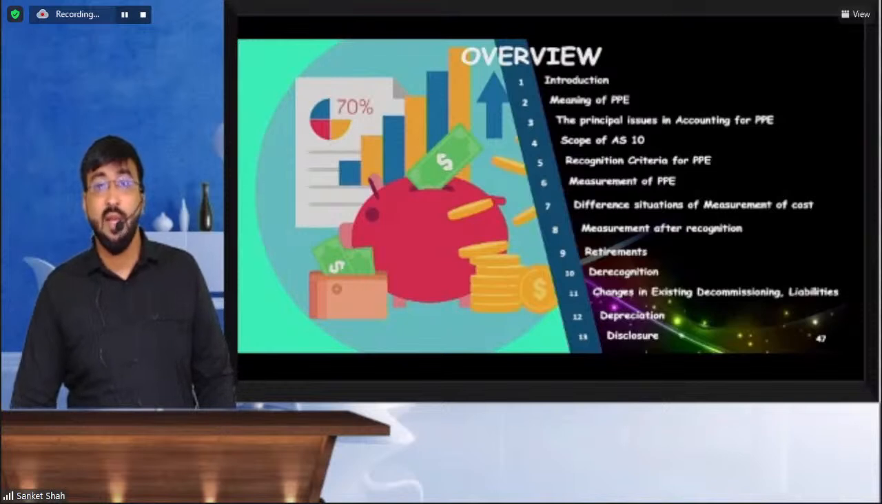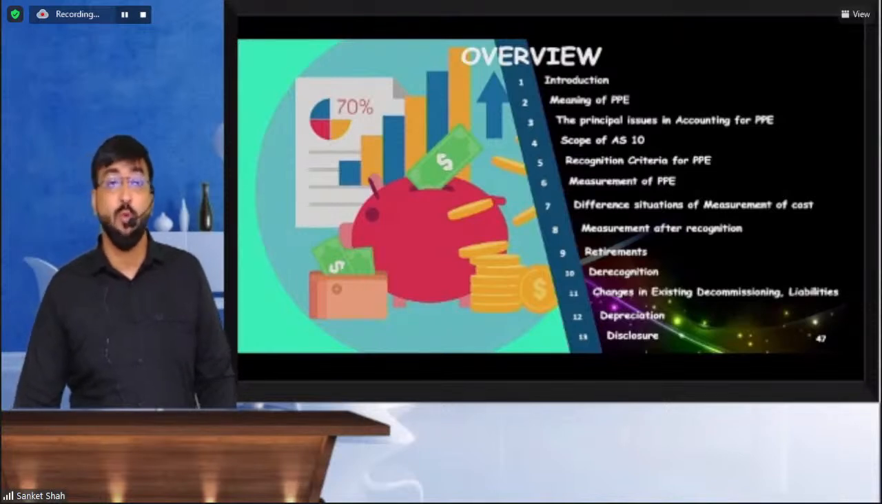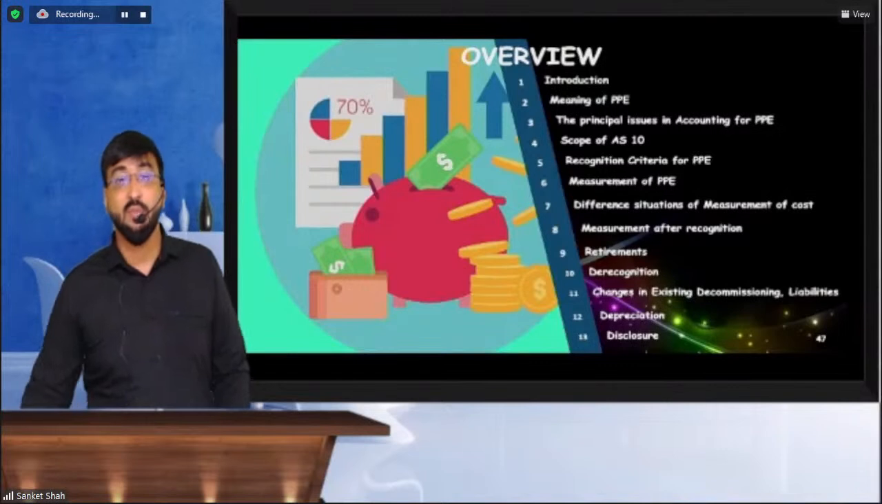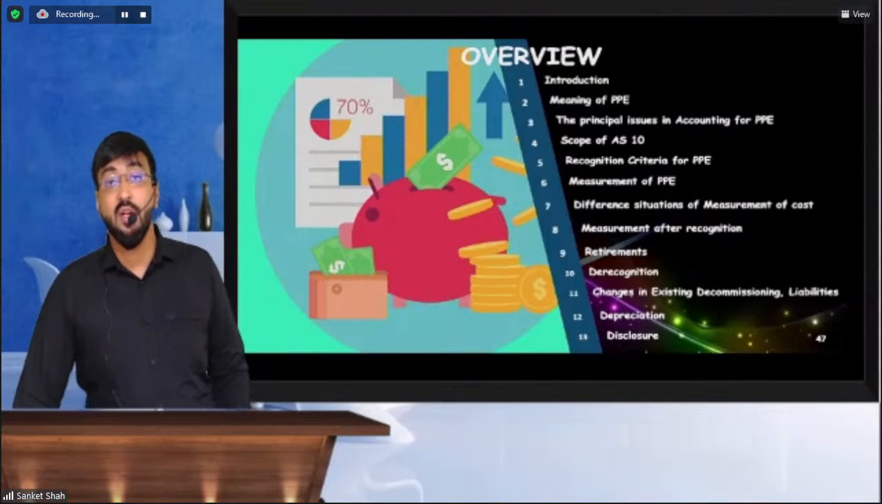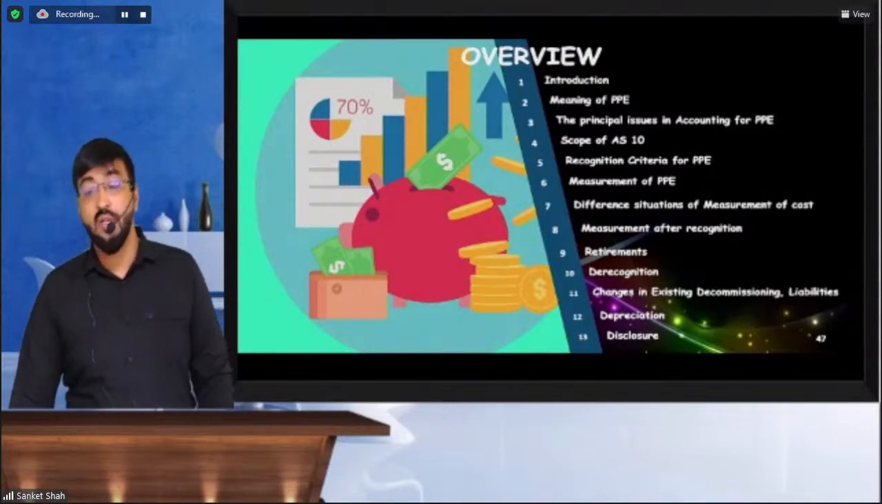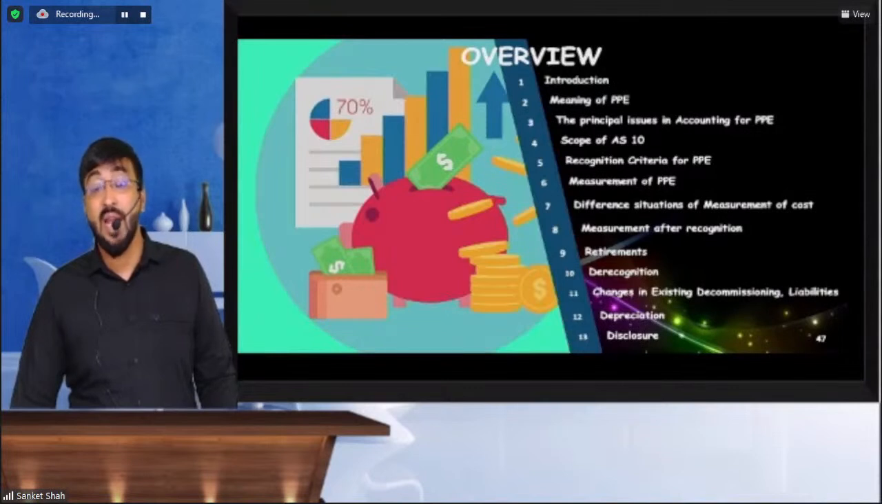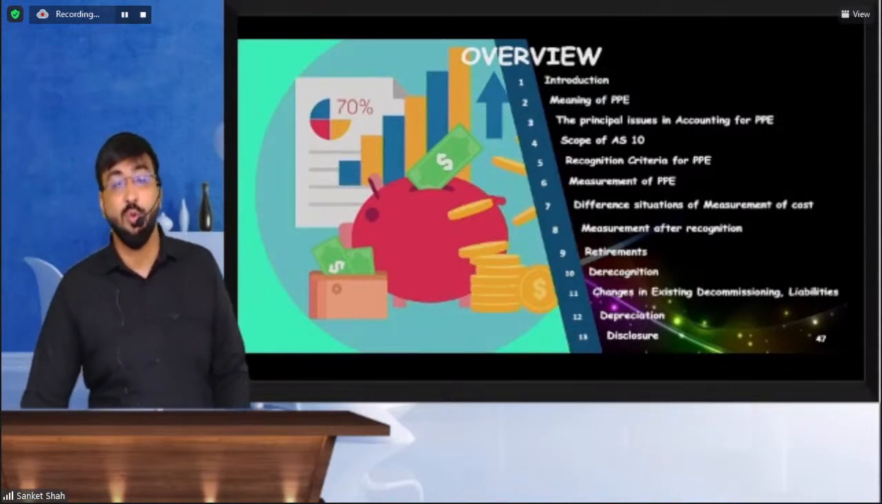Friends, there are different situations of measurement of cost. First one is when you exchange an asset with another asset. Second, in case of hire purchase. Third, if it is related to finance lease, and if it is related to government grant. So in case of hire purchase, you will record the asset separately at the cash price and the interest component will be transferred to the profit and loss account.